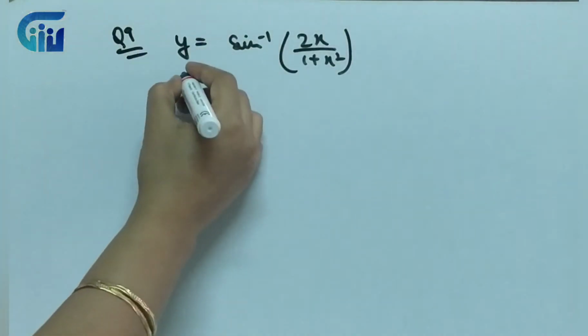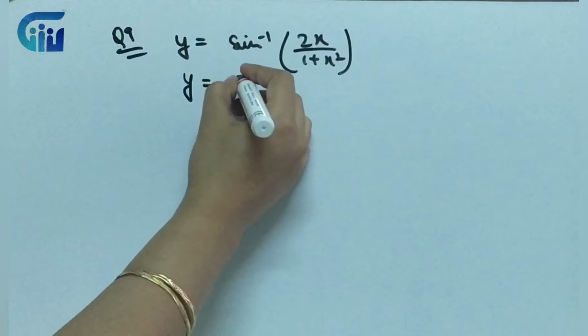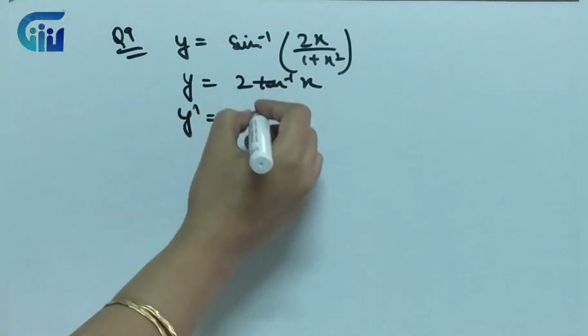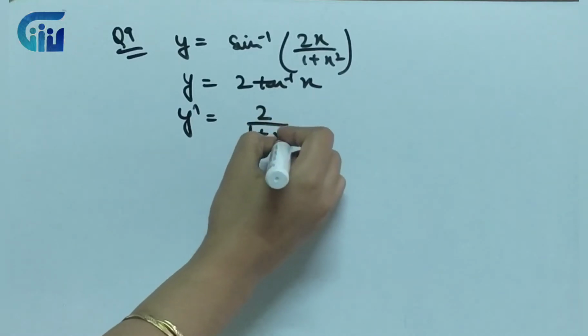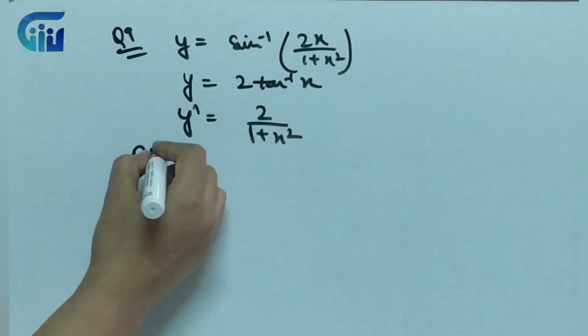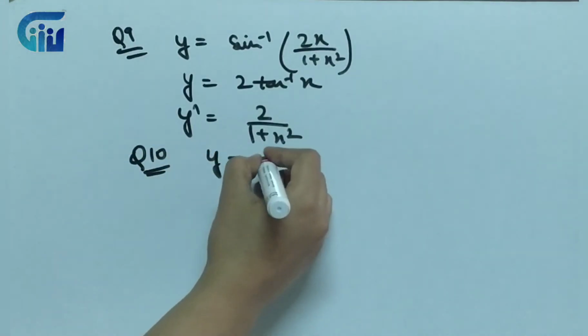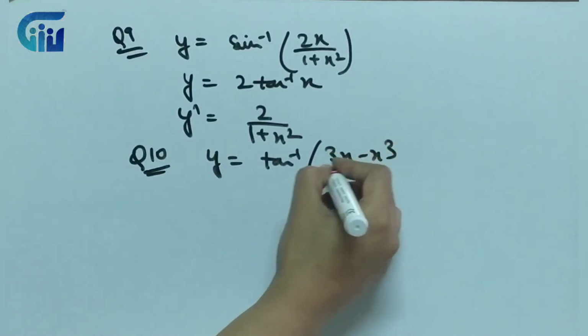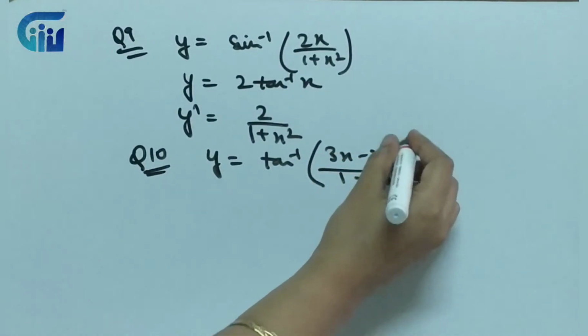So we know the formula: sine inverse of 2x upon 1 plus x square is 2 tan inverse x. Now what is the derivative of 2 tan inverse x? 2 upon 1 plus x square. The derivative of tan inverse is this, right? Now let's have question number 10 over here. Question number 10 is tan inverse of (3x minus x cube) upon (1 minus 3x square), right?